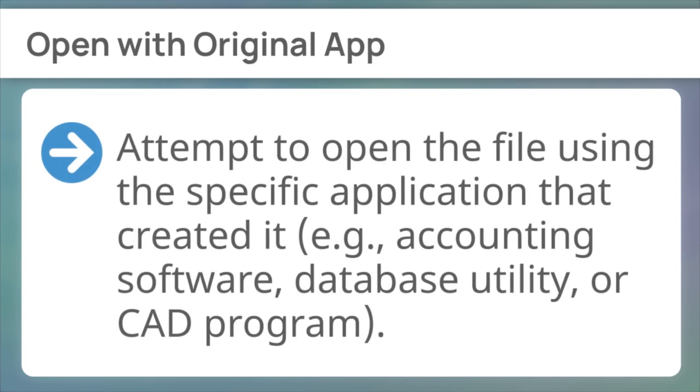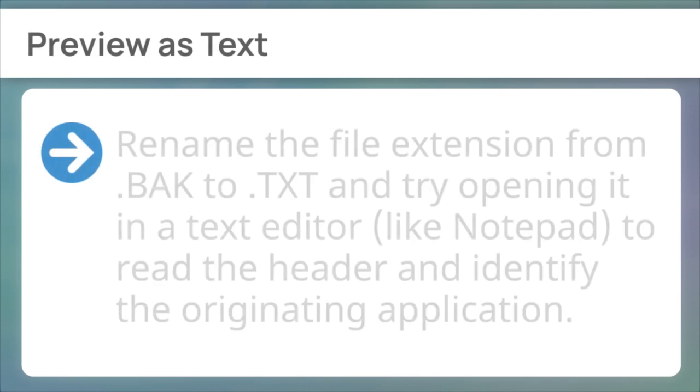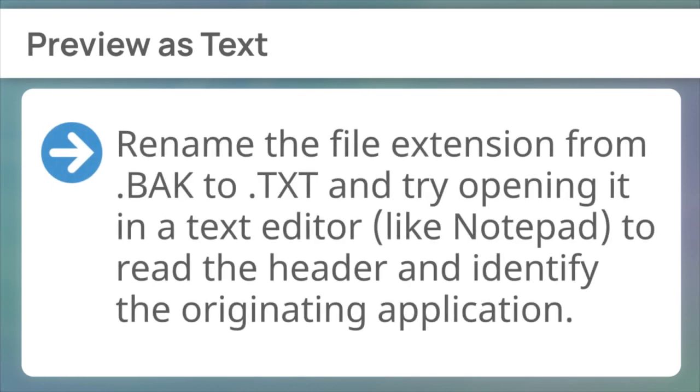Next, open with the original app. Attempt to open the file using the specific application that created it, e.g. accounting software, database utility, or CAD program. Finally, preview as text. Rename the file extension from BAK to TXT and try opening it in a text editor, like Notepad, to read the header and identify the originating application.